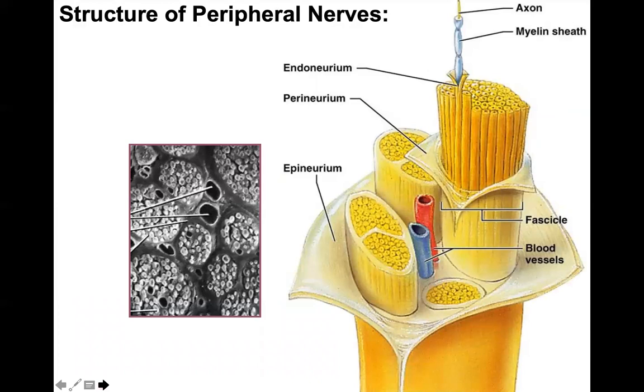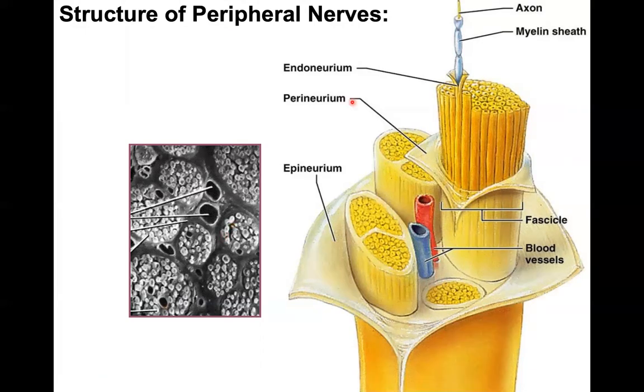So we're getting into these peripheral nerves, these nerves that are outside of the central nervous system. And they have a really distinct structure that's going to remind you of the structure of muscles. So they're modular and they're wrapped in connective tissue, just like muscles, and they have many similar names.